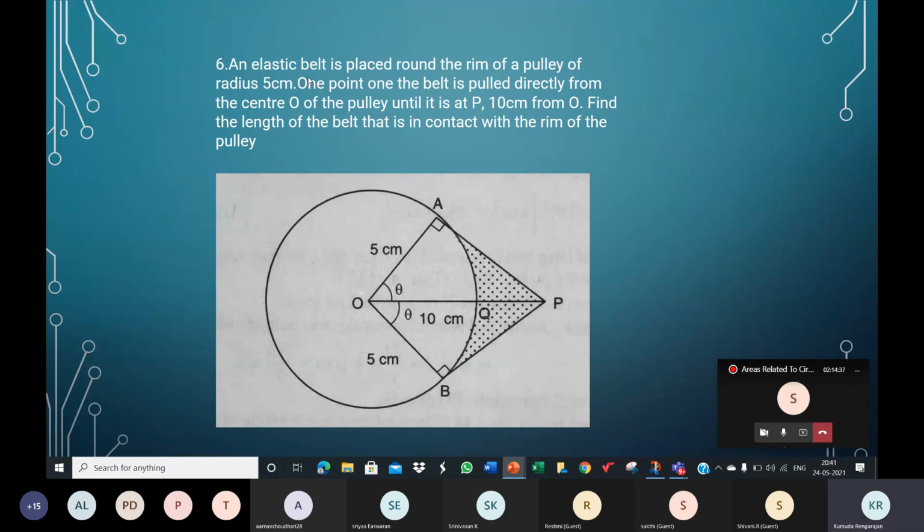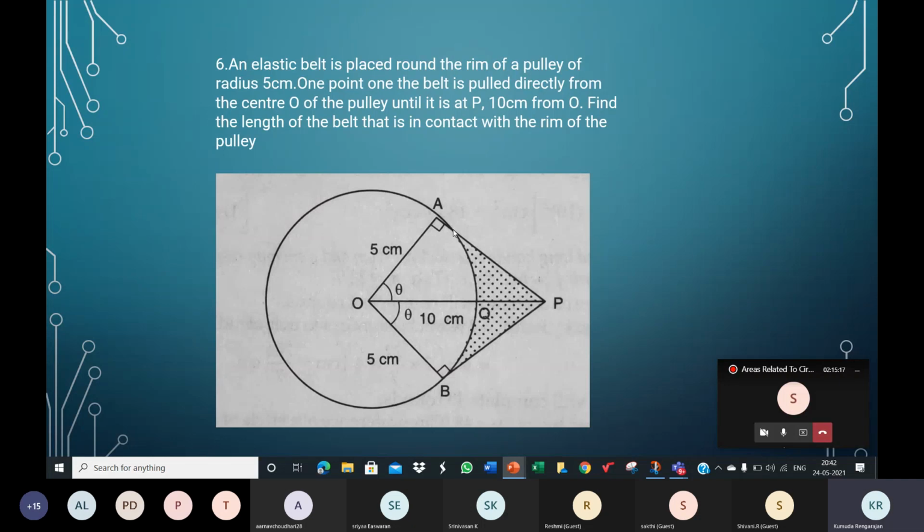Let's read the question again. An elastic belt is placed around the rim of a pulley of radius 5 centimeters. One point on the belt, typo error, sorry. One point on the belt is pulled directly from the center O. See here, children, center O of the pulley, until it reaches the point P. So it's pulled from this point on the circumference here to this point P, such that the distance OP is 10 centimeters. Find the length of the belt that is in contact with the rim of the pulley.